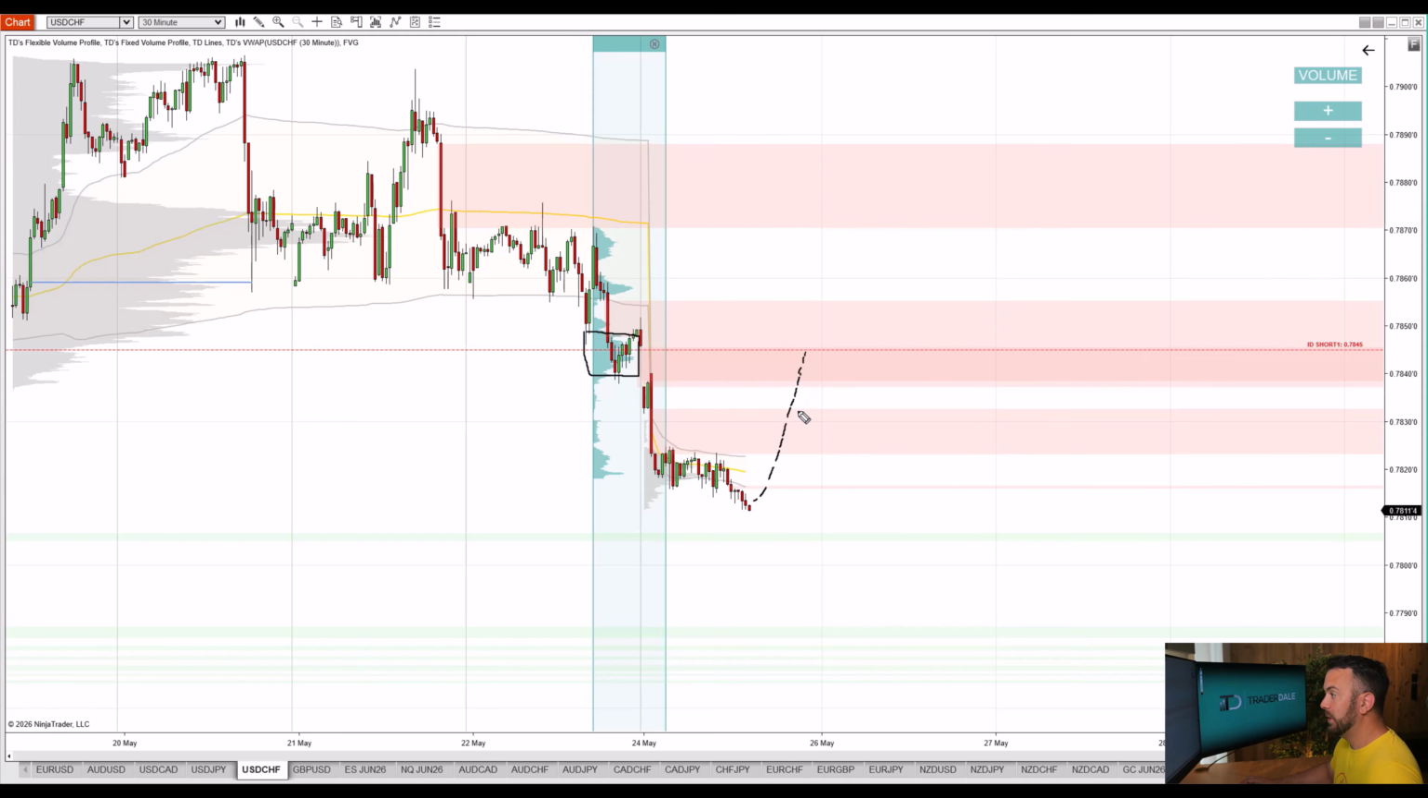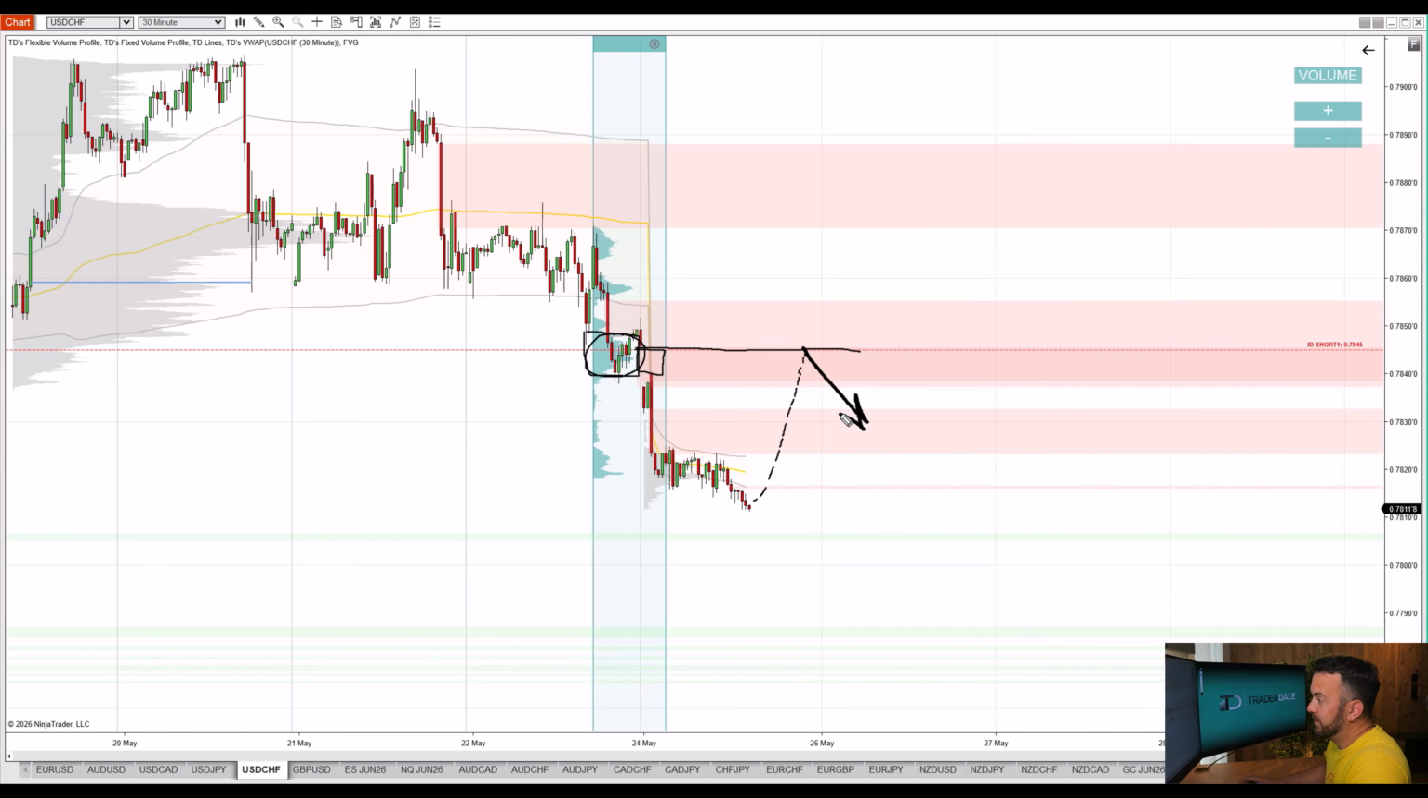Right, so in this case, what I want to see is pullback. I want to see this gap fully closed. That's important. And then I'll go short from there, from this heavy volume zone, right? The sellers who were active here should become active here again and push the price downwards.